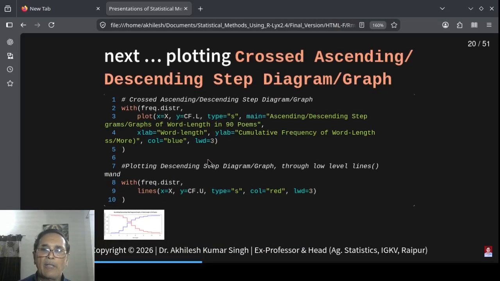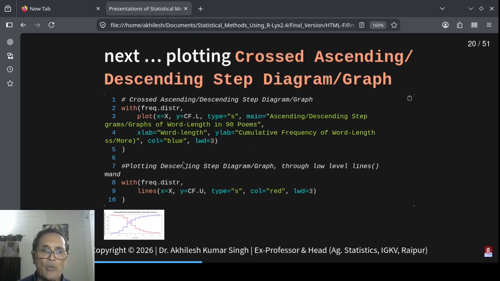Next is crossed ascending descending step diagram. In the crossed ascending descending, what we have is the ascending as well as descending both on the same graph. How do we achieve that? This is a similar command, but with a difference. We type the less than type first, ascending, but we change the title, ascending and descending both, because although this will plot the ascending, the latter one will plot the descending one.